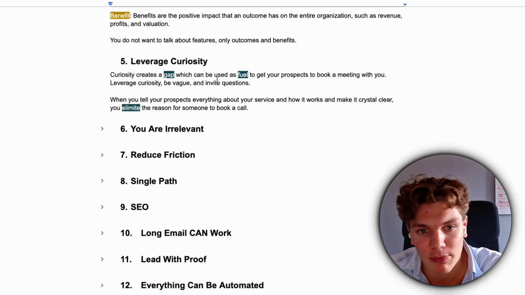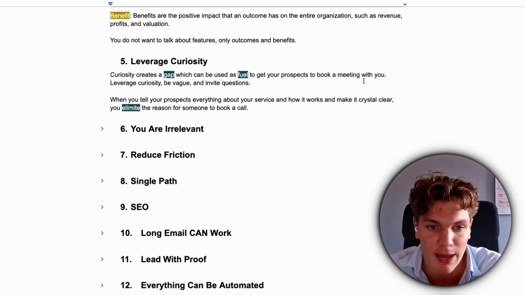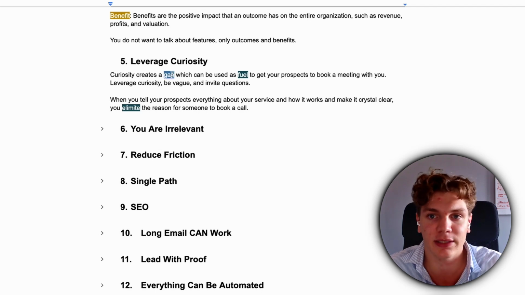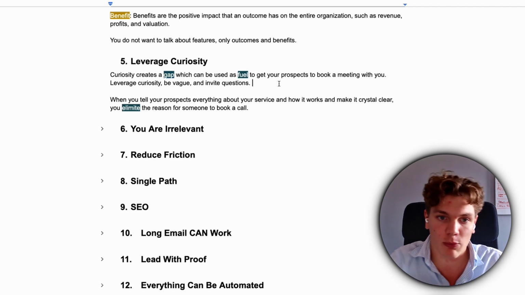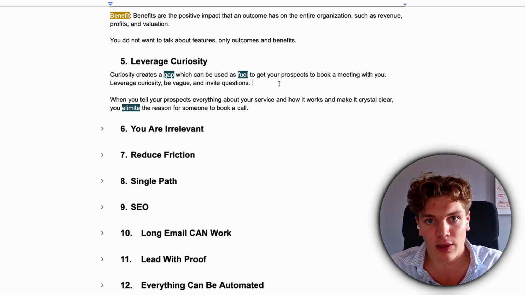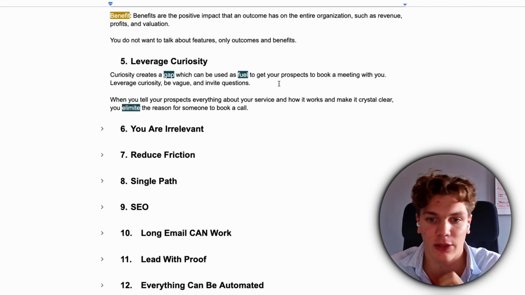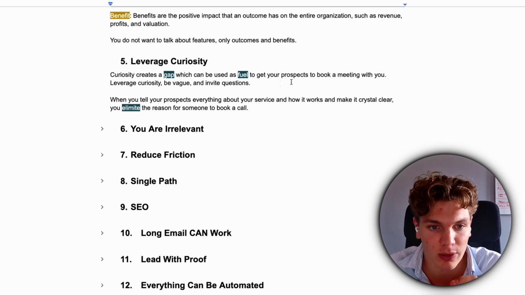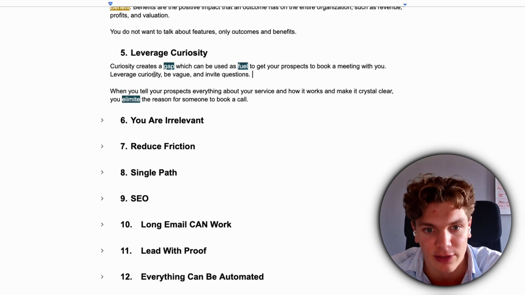Curiosity creates a gap which can be used as fuel to get your prospects to book a meeting with you. And this gap is actually called a curiosity gap. It's the difference between what someone knows and what they want to know. That gap is fuel to get your prospects to book a meeting with you. So leverage curiosity, be vague, and invite questions.